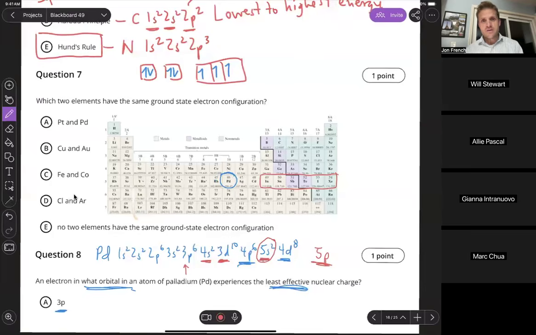It has to do with the configuration. If 4d was a choice, that could work for this.